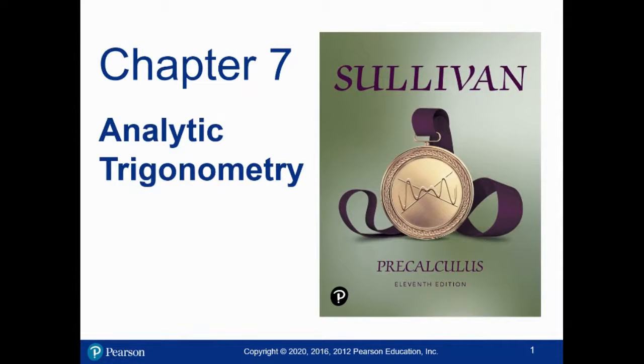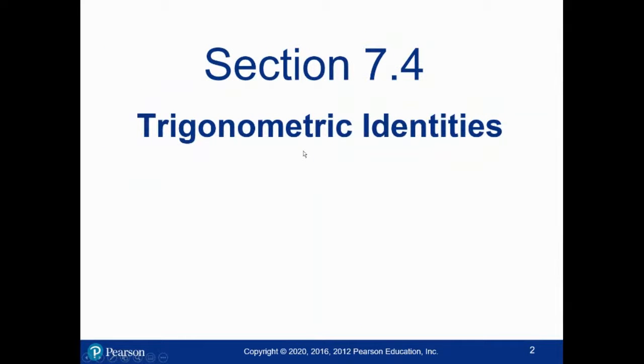And here we are, continuing through Chapter 7. We are now ready to begin Section 7.4, where we're going to learn trigonometric identities. Now, we know some trigonometric identities. We know things like the sine of negative theta is negative sine of theta.